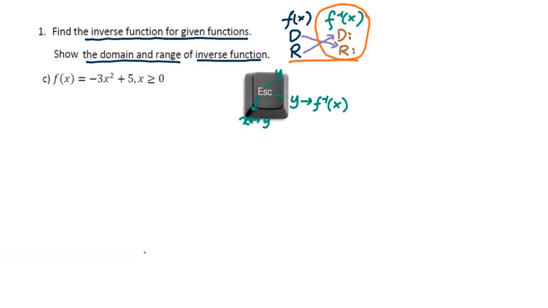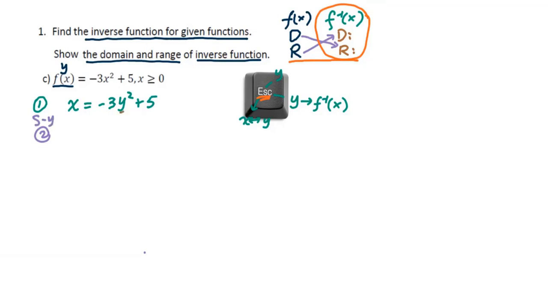Use the ESCAPE button to remember the steps of finding an inverse function. Therefore, the first step: exchange x and y. f(x) means y. So we got x equals negative 3y squared plus 5. Then the second step, remember, is to solve for y.